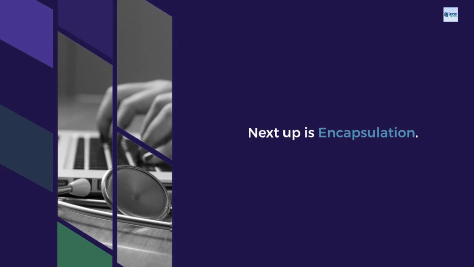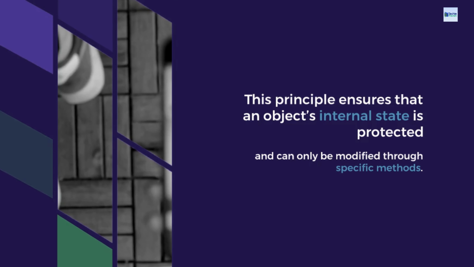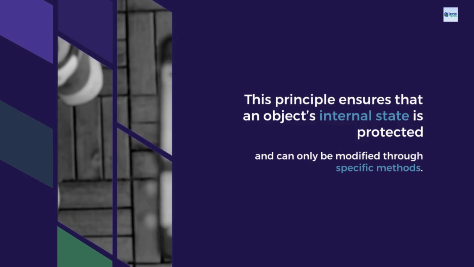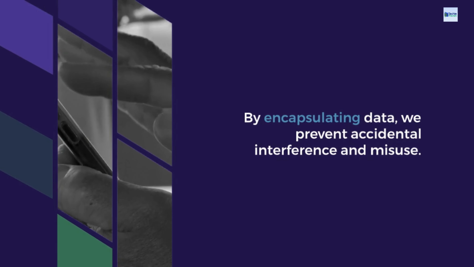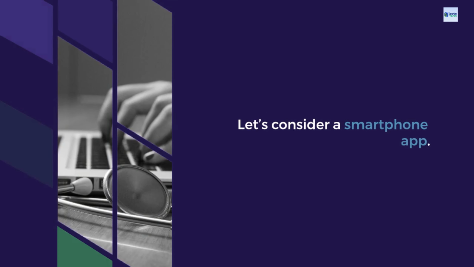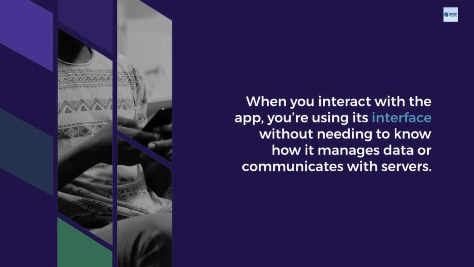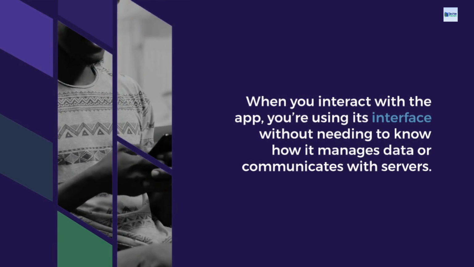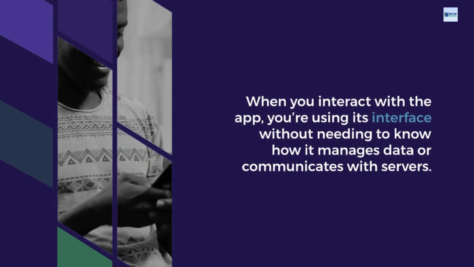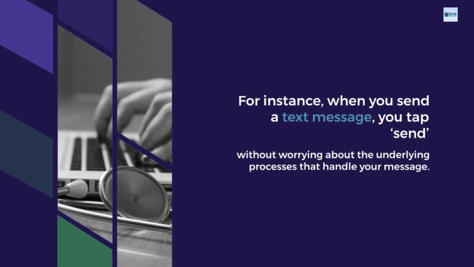Next up is encapsulation. This principle ensures that an object's internal state is protected and can only be modified through specific methods. By encapsulating data, we prevent accidental interference and misuse. Let's consider a smartphone app. When you interact with the app, you're using its interface without needing to know how it manages data or communicates with servers.